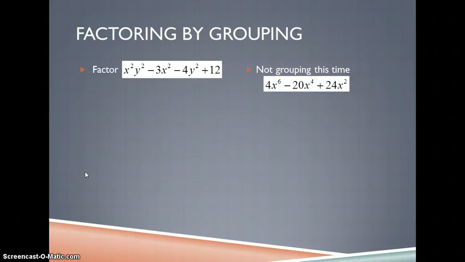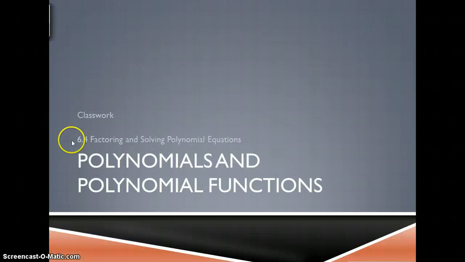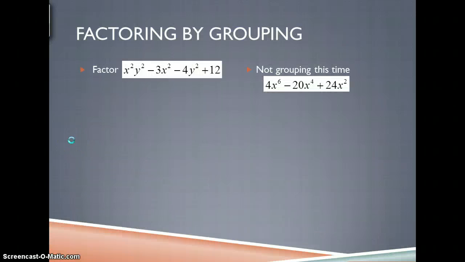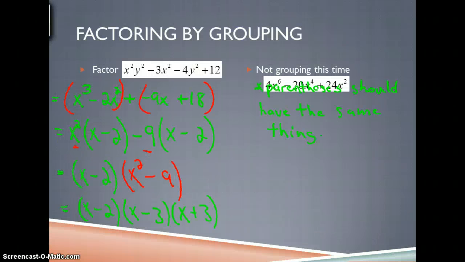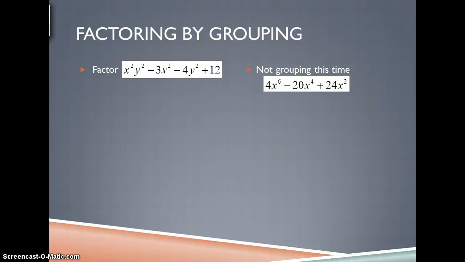So if we look at this first one, we're going to factor it by grouping. These are the last two examples we've got today. So this first one, we're going to look at factoring it by grouping. So again, I'll rewrite it. X squared y squared, minus 3x squared, plus negative 4y squared, plus 12. We'll have our two groups.